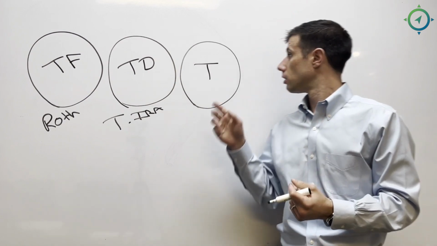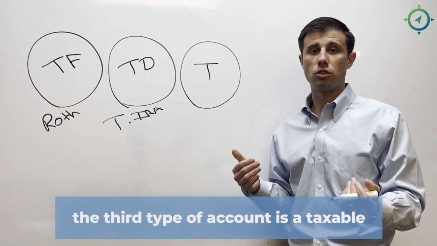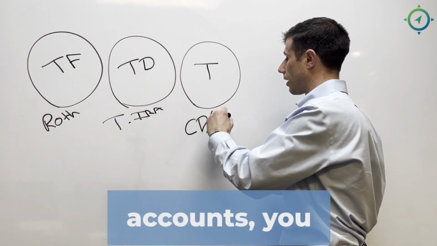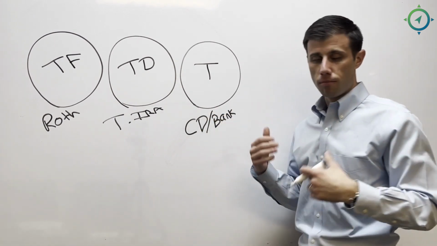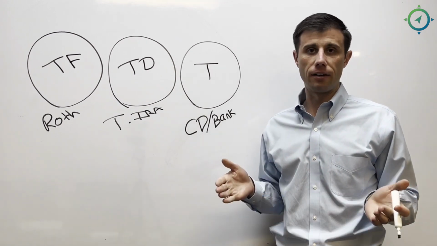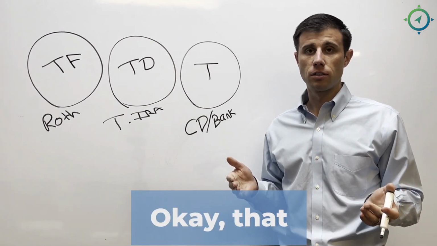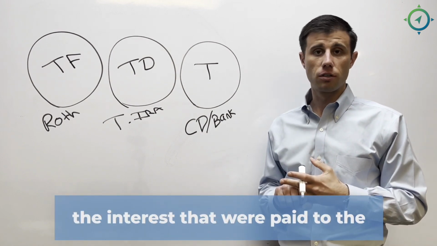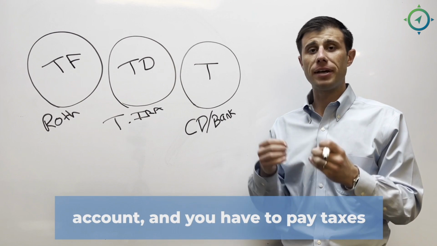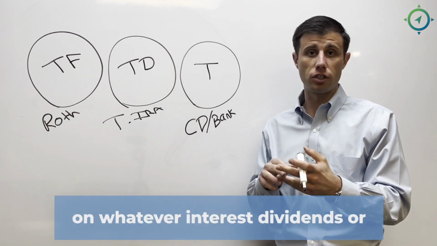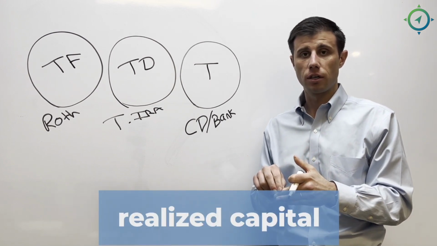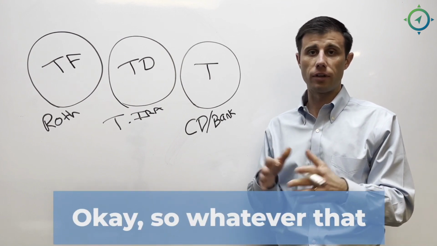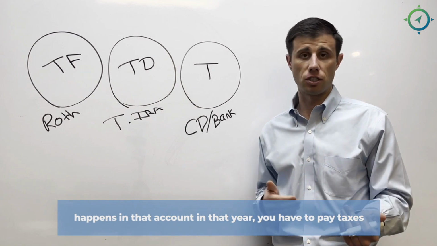Okay? The third type of account is a taxable account. So if anybody has had CDs or bank accounts, you most likely have received a 1099 at the end of the year. Okay? That ultimately says, okay, here's the dividends or here's the interest that were paid to the account. And you have to pay taxes on whatever interest, dividends, or realized capital gains are for that account each year. Okay, so whatever happens in that account in that year, you have to pay taxes on.